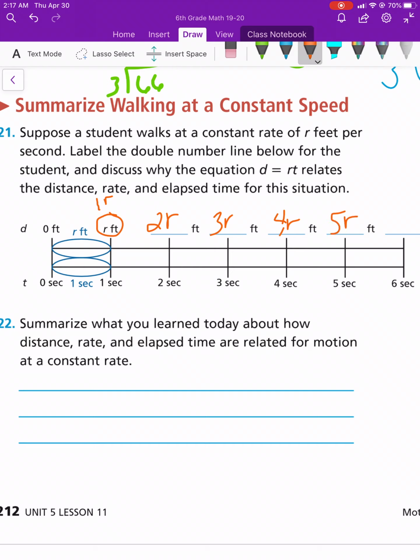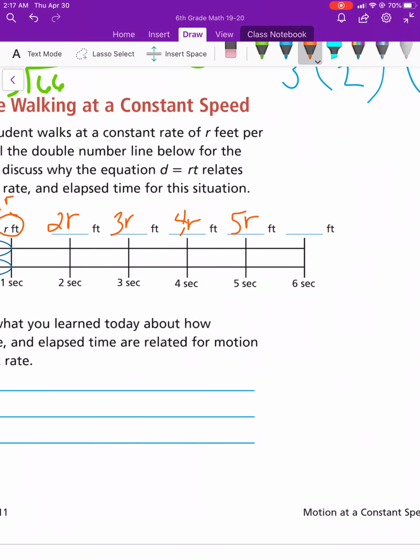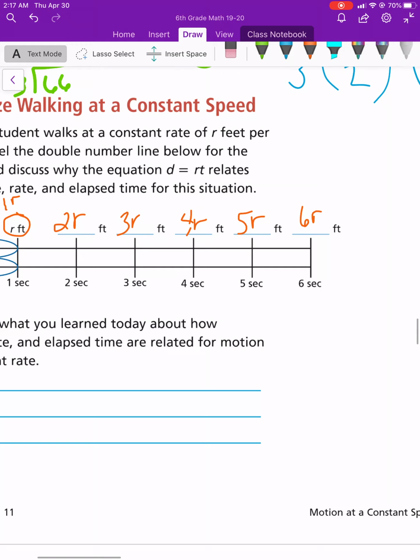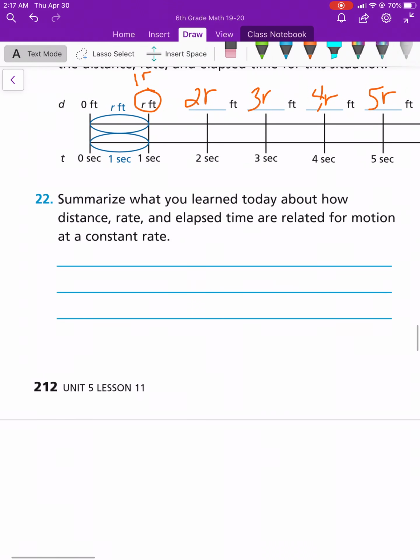Why is that? Why does it look like that? Can you think of an explanation for why that might be? I want you to try this on your own. I want you to do number 22. Go ahead and push the pause button real quick, and then we'll go through the answer in just a second. Okay, welcome back. So, I just wanted you to give me a summary or a written explanation for why this is 2R, 3R, 4R, 5R.